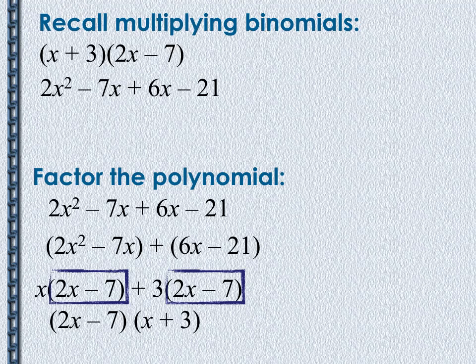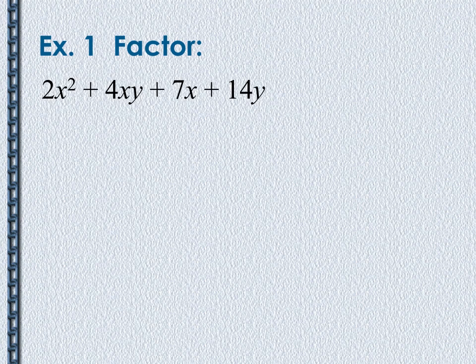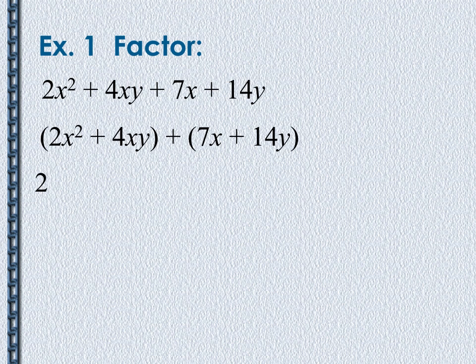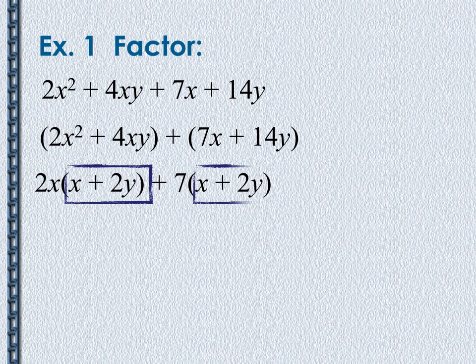So we'll use this process to factor another polynomial. This has 4 terms. There is no common factor that I can take out of all 4 terms, so let's group them 2 at a time. We'll factor out a 2x from the first group and a 7 from the second group. The x plus 2y matches. I can factor it out, leaving me with x plus 2y times 2x plus 7. That is the factored form of the polynomial, and the strategy I used was factoring by grouping.